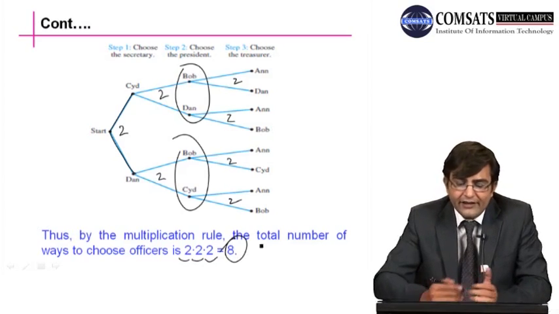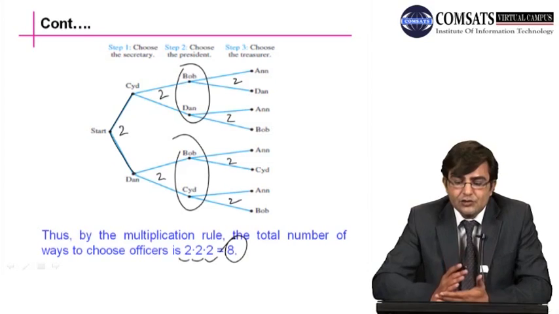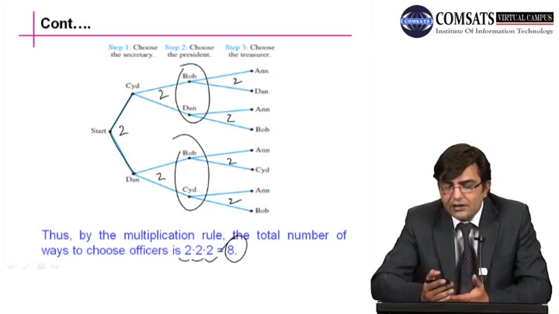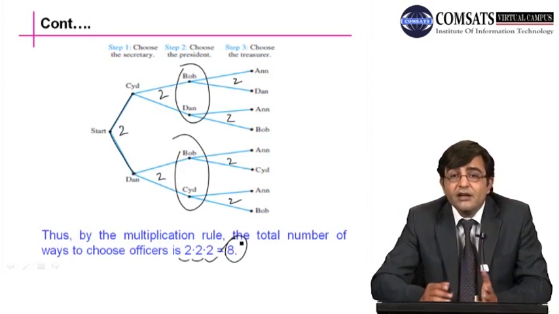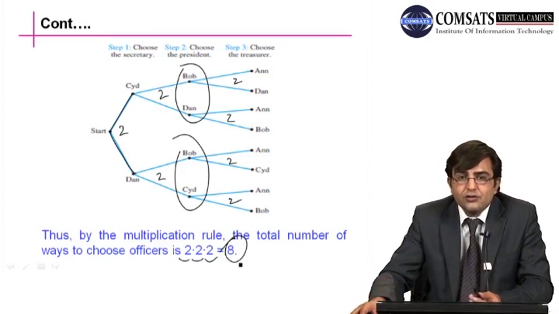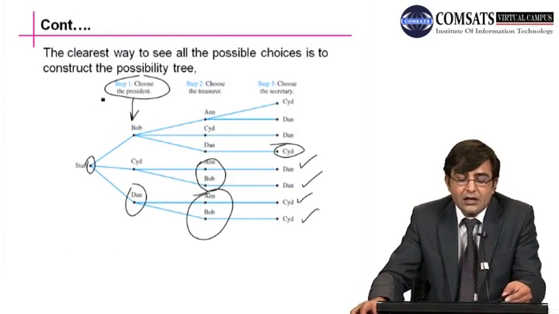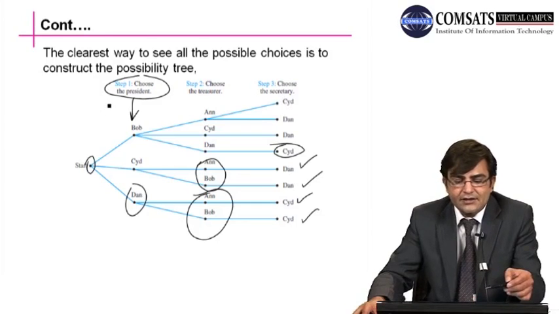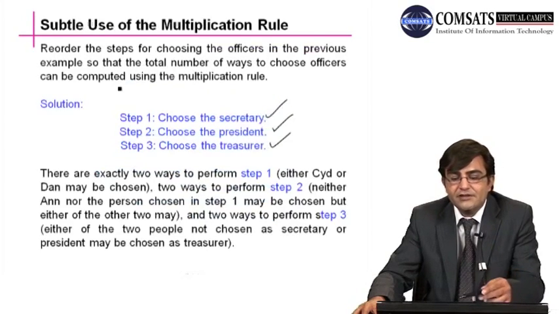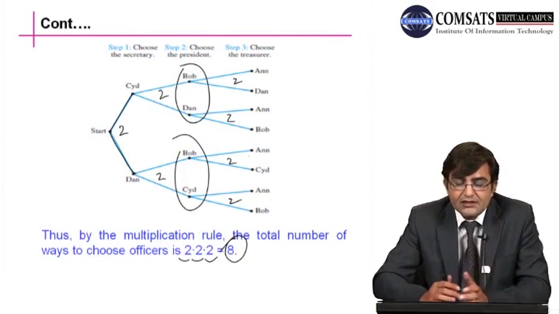Similarly, if you again reorder the selection steps, for example, first you choose the traitor, second the president, third the secretary, the possibilities may vary in this case also. You can try it yourself. I have discussed here 2 cases. In the first we have chosen president first, then traitor, then secretary. In the second we have chosen first secretary, then president, then traitor. You can vary this process of selection, and then you can see that the number of possibilities may vary.